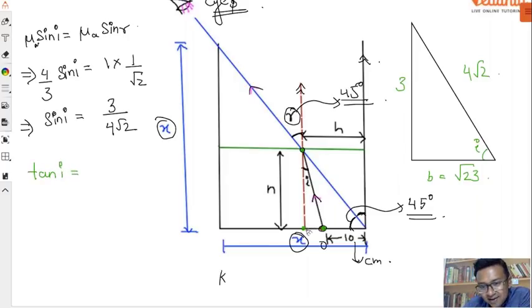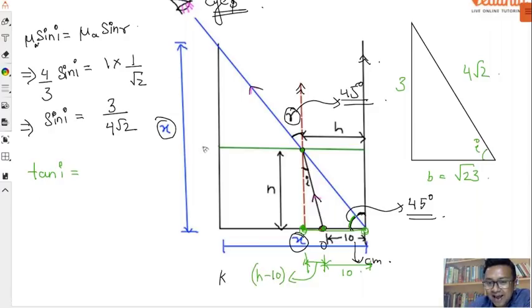What is tan i? This distance from here to here, how much is this? If you see here, in this triangle out here, this angle is 45. So if this is h, this distance will also be h, isn't it, students? Right? If this is h from here to here, then this distance also should be equal to h. Now, if we have taken this as 10 centimeter, then this distance is going to be how much? h minus 10 centimeter. Clear?